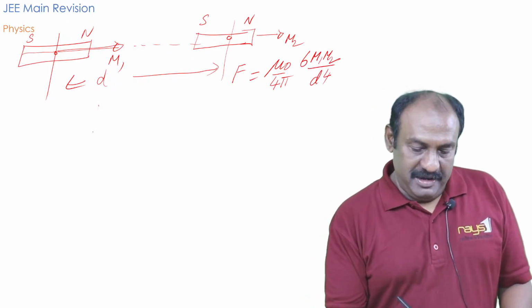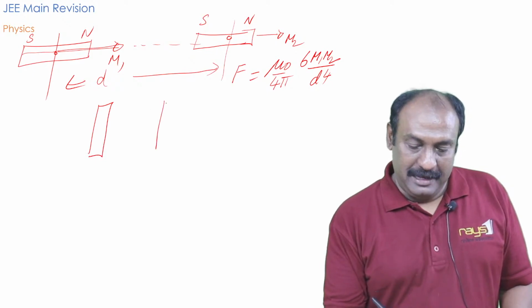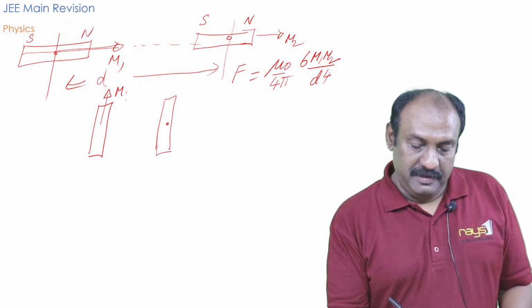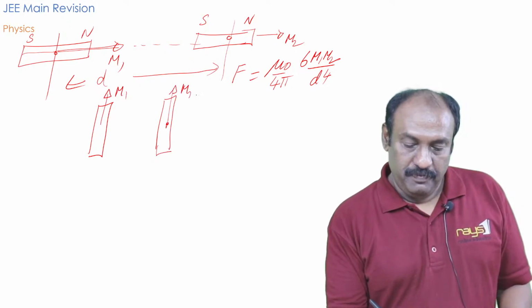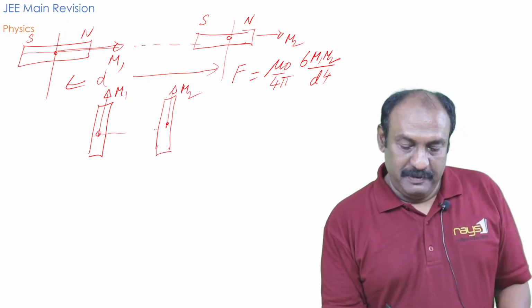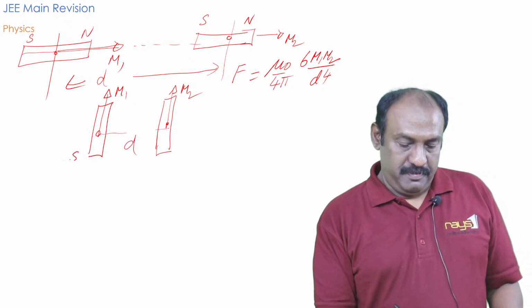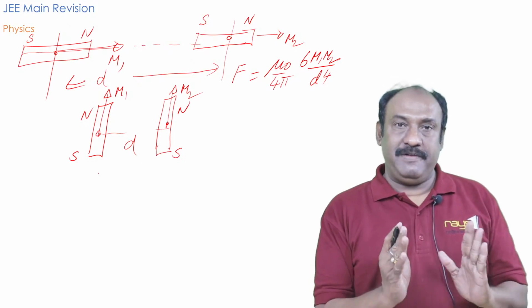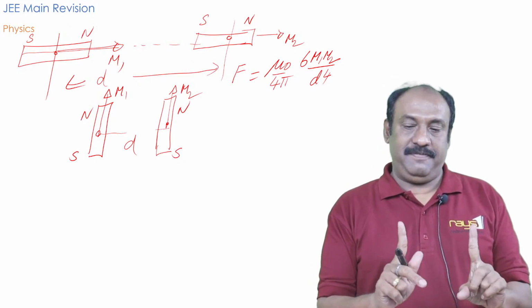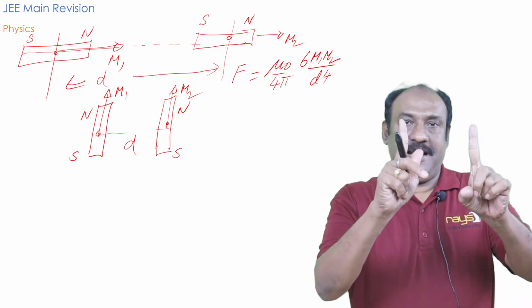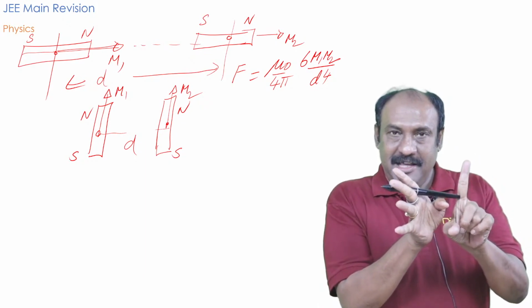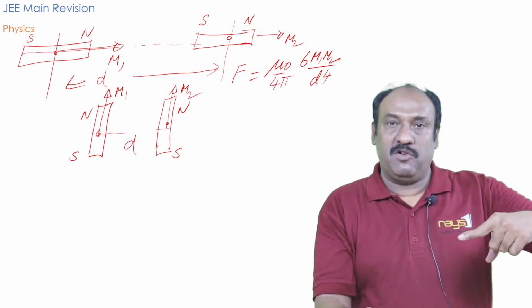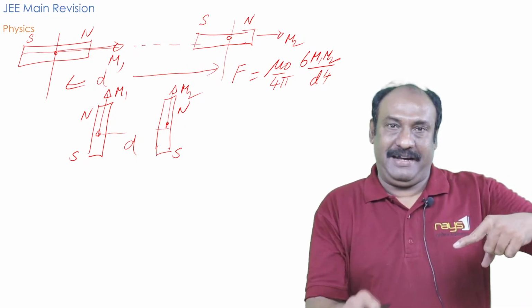In a similar way, when two bar magnets are kept like this, these are the magnetic moments m1 and m2. If the perpendicular distance between their centers is d, with south pole and north pole like this, the magnetic moments are like this and the distance is d. If the magnetic moments are like this, the distance between their centers is d, then this is the force of interaction between the two bar magnets.